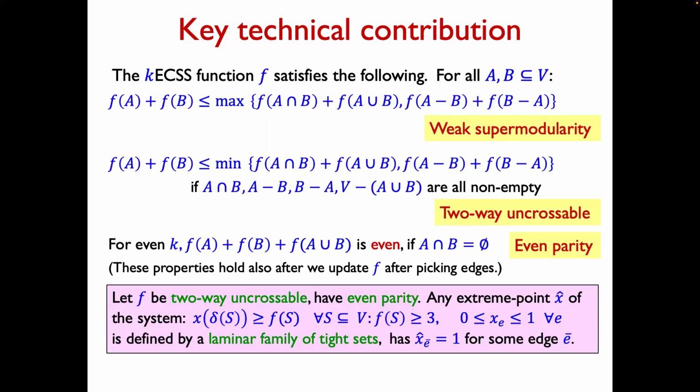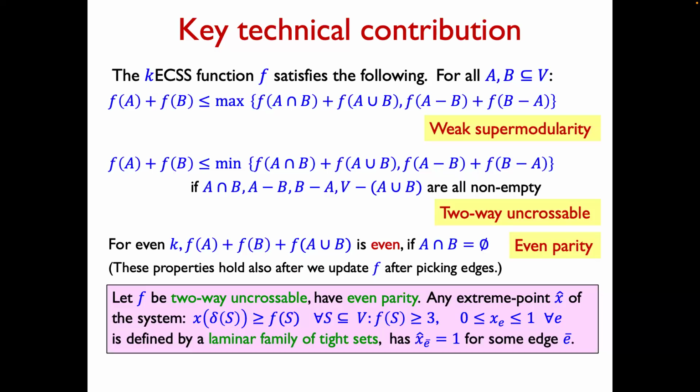And the thing that we show is that if you have an f that has this property, two-way uncrossability, and has even parity, and you look at a system like this, where we want the number of edges on the boundary to be at least f of S, as long as the f value is at least 3, and edges cannot be picked more than once, then any extreme point of this system is defined by a laminar family of tight sets, and there is always an integral edge. That's the key technical insight that drives the algorithm.